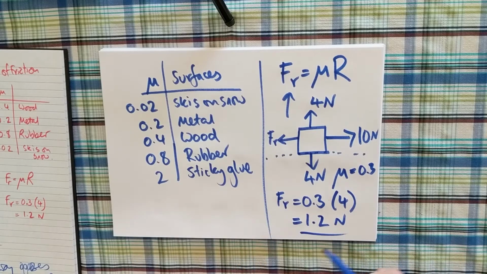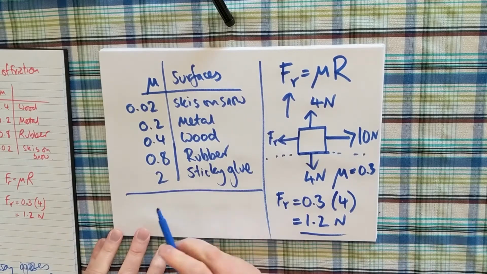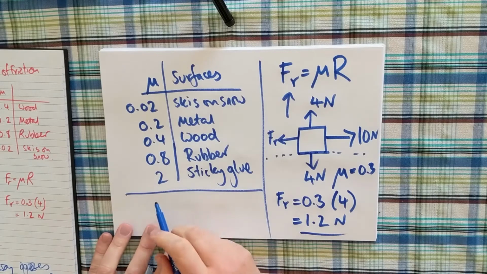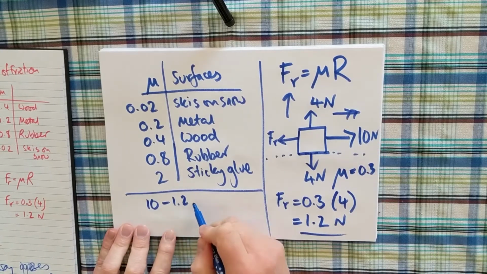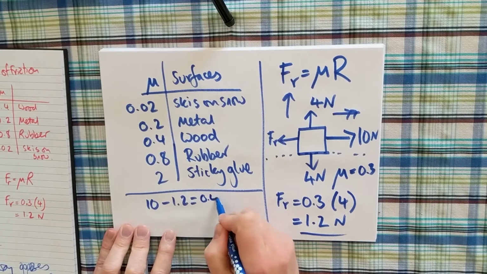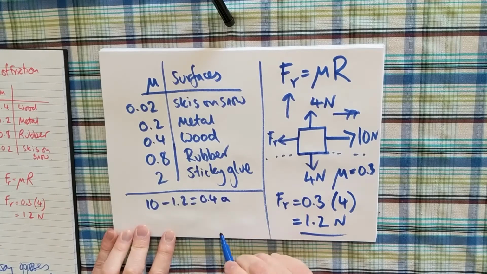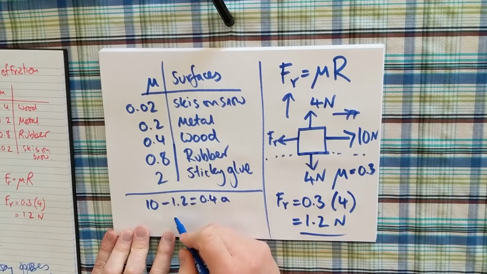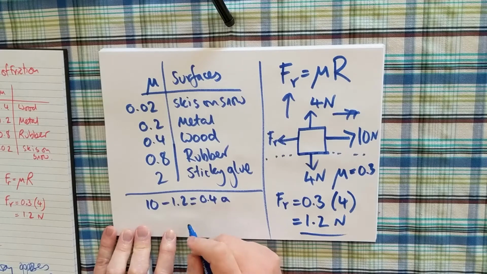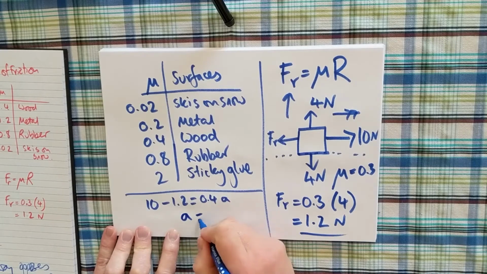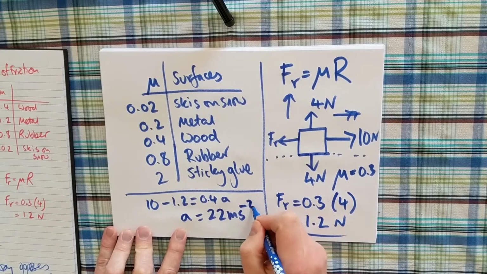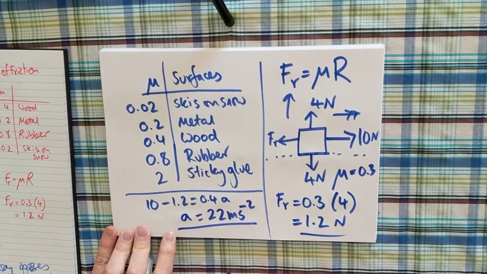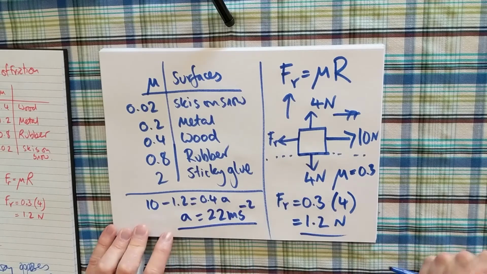And then you could use that to work out what the acceleration is. For this one, using F equals ma, the total force, if it's going this way, would be 10 take away 1.2, equal to the mass, which was 0.4, times the acceleration. So that would be 10 take away 1.2, which is 8.8, divided by 0.4, which comes out to be 22 meters per second squared. That's super fast, but it's getting faster and faster, because the frictional force isn't very big here.